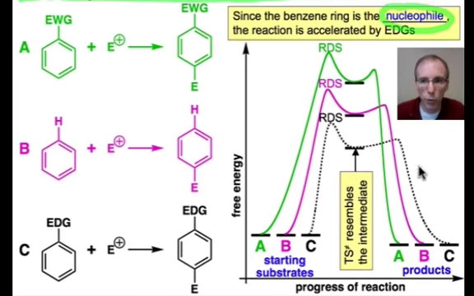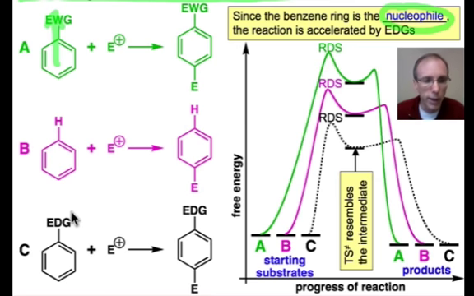Now, we're looking for the most nucleophilic ring and the ring that's best able to stabilize the developing positive charge in the transition state leading to that positively charged intermediate. Any substituent that withdraws electron density from the ring is going to make that ring a poorer nucleophile and is going to destabilize that positive charge that's developing in the transition state. This ring is going to be deactivated toward electrophilic aromatic substitution.